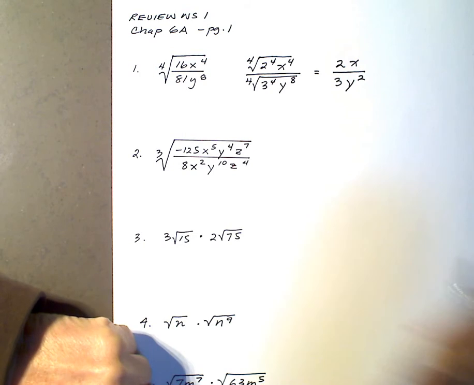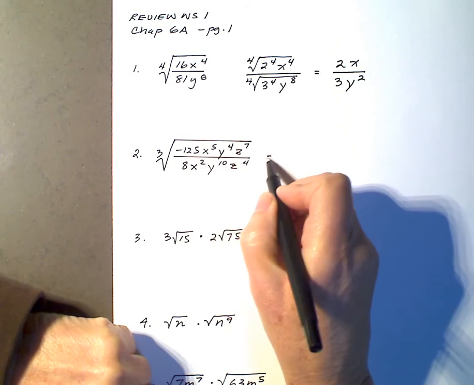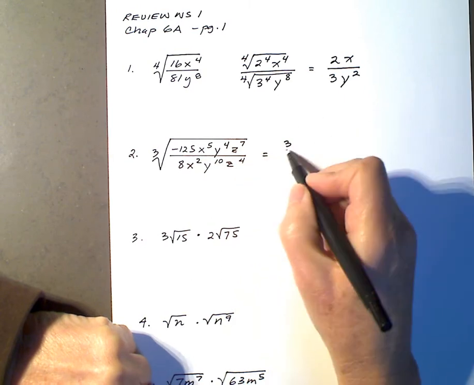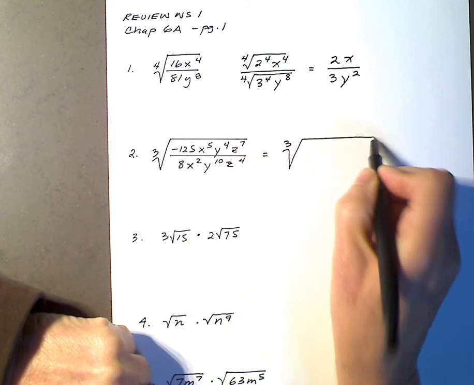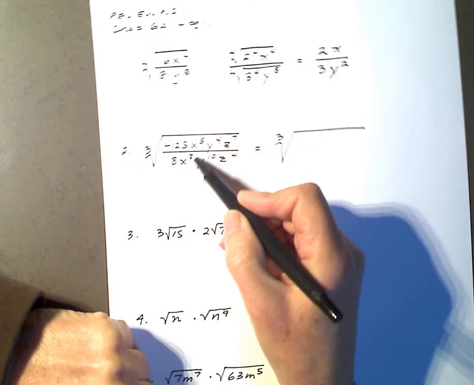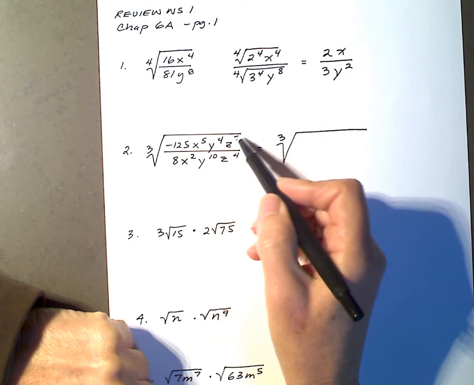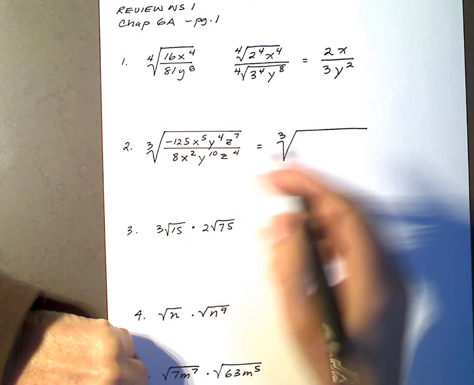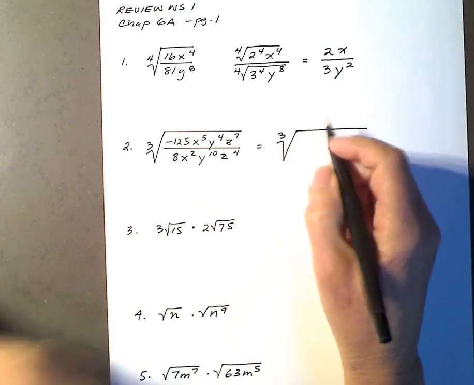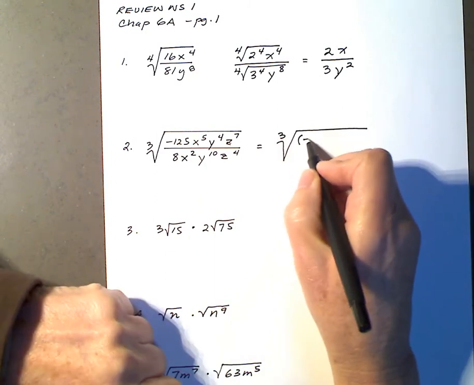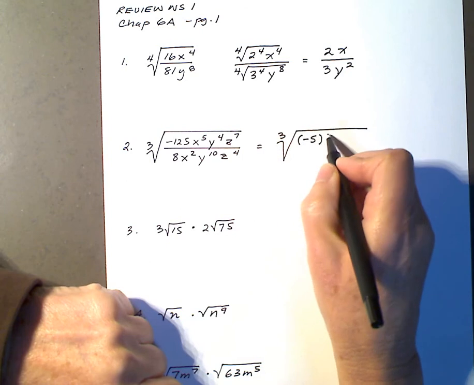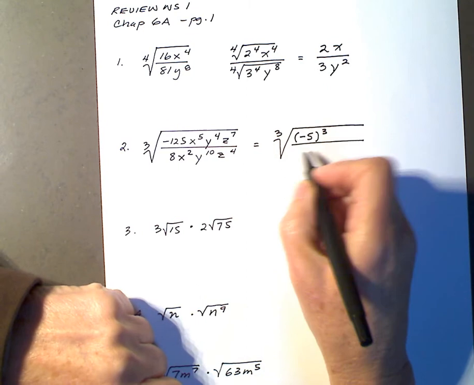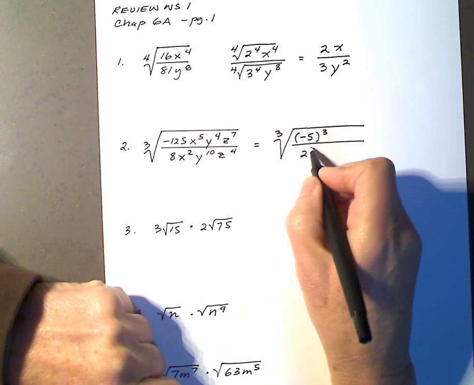For number 2, it's a similar thing here. I'm going to rewrite this because, well, I think the first thing I'm going to do is simplify. I notice how I've got x's, y's, and z's in both numerator and denominator of this quotient. And so I'm going to simplify that. At the same time, I'm going to write, so negative 1/25, that's negative 5 to the third. And the 8 is 2 to the third in the denominator.